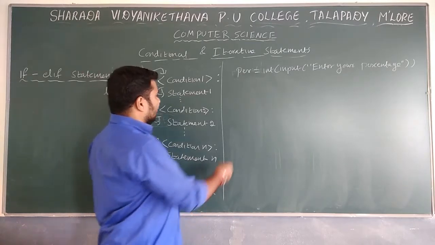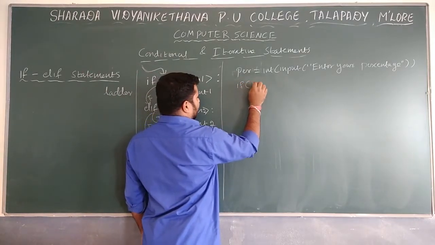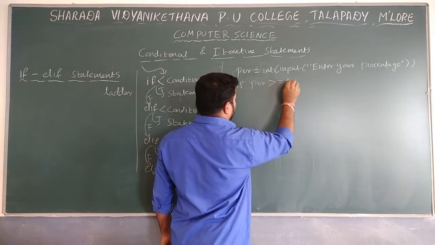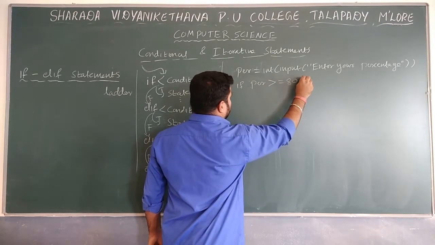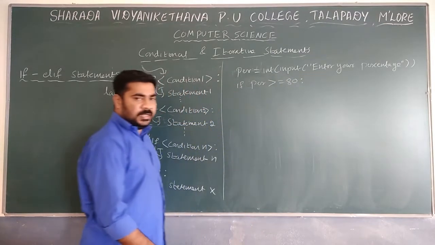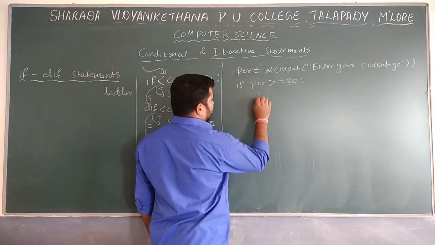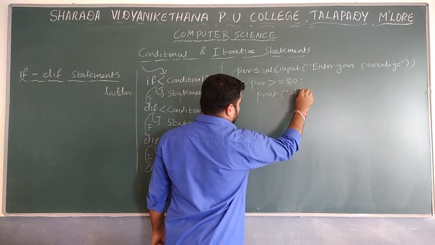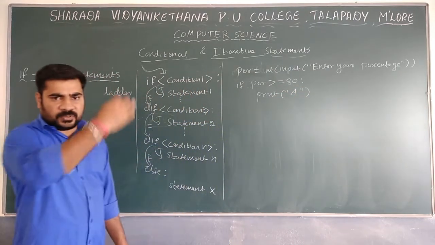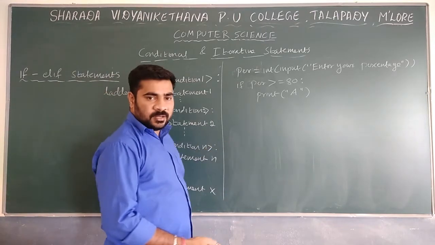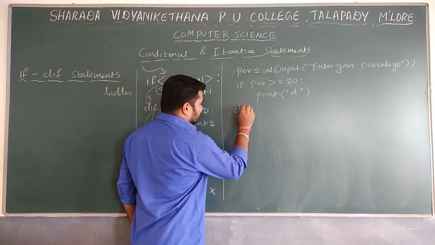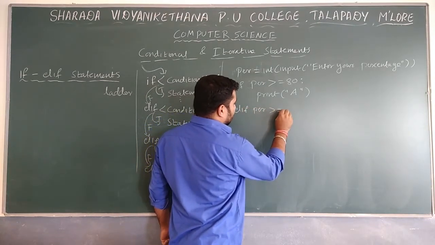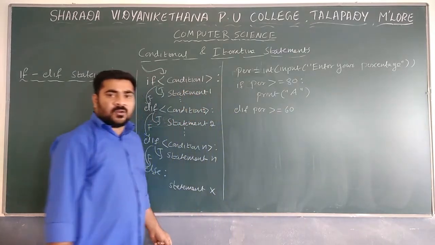Then after that we are going to check if percentage is greater than or equal to 80. First we are going to check whether the percentage is greater than or equal to 80. If it is, I can print grade A plus. Just for example, formality, I wrote A here. Next, elif percentage greater than or equal to 60.